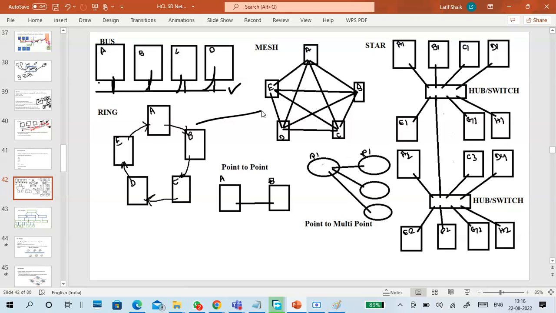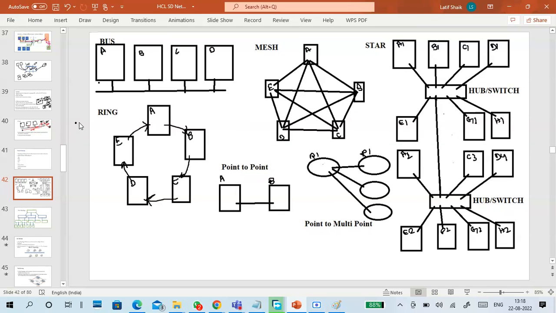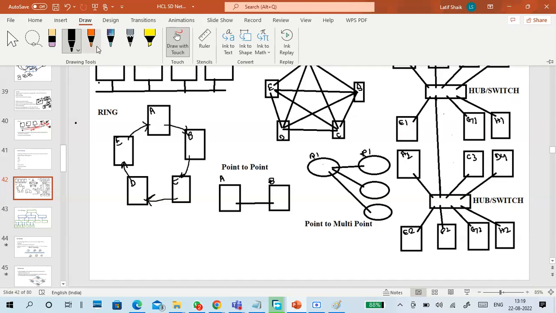So it is like a single cable. Cut it and make it a T connection. Again make it a T. Again make it a T. So now what happened? It is a bus topology.